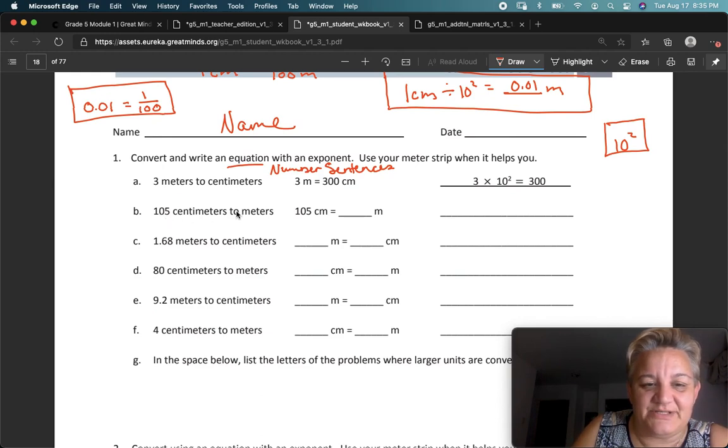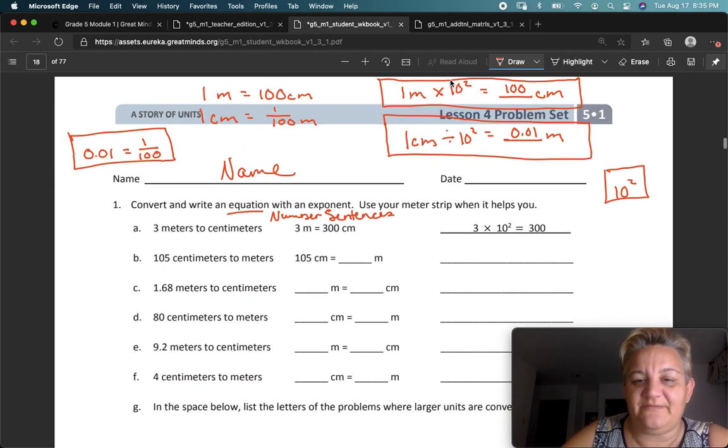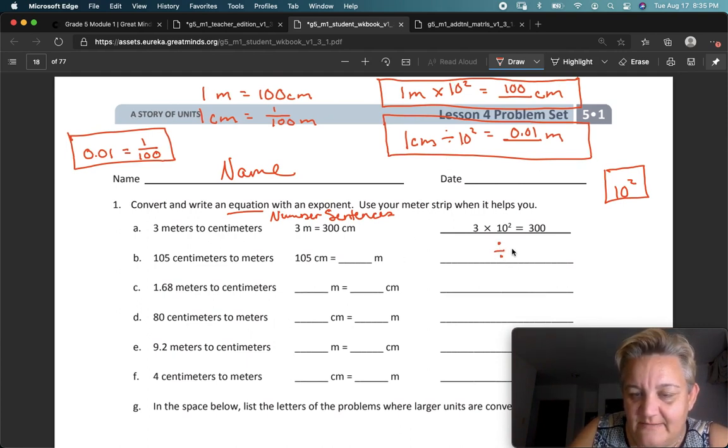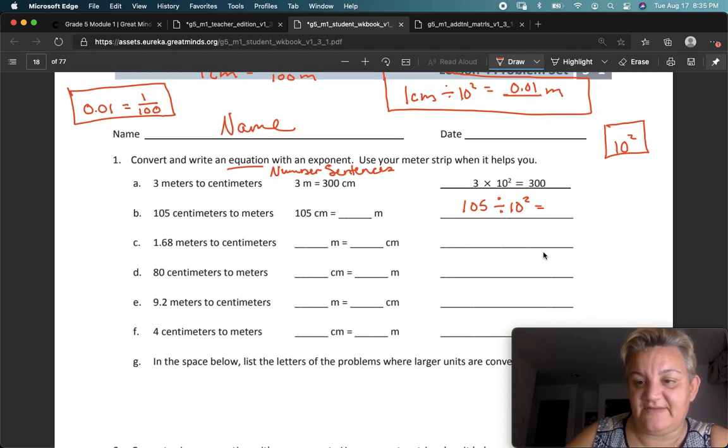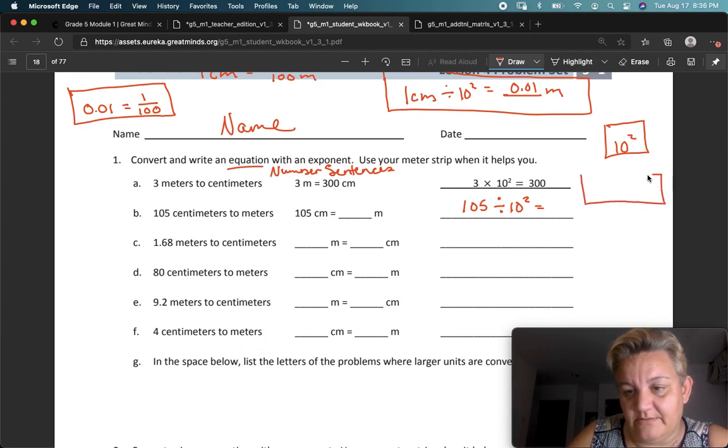105 centimeters to meters. Now I said if we're converting centimeters to meters, we need to use divide by. So we're going to divide by 10 squared. And I have 105 centimeters, so 105 divided by 10 squared, or divided by 100. If you need to use your place value chart to figure that out, you can. I'll just make a quick one here. So I've got 105, and I'm dividing it. So let's see. There's my decimal point.